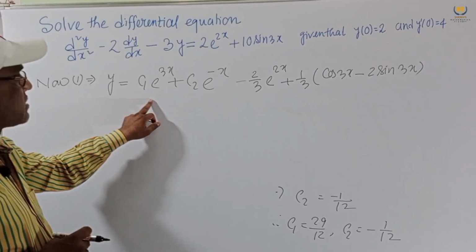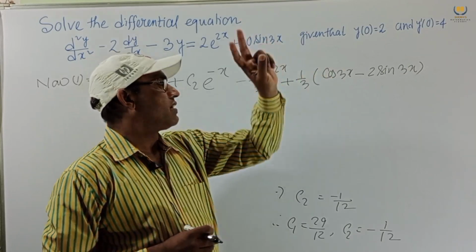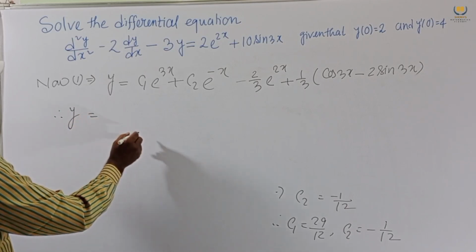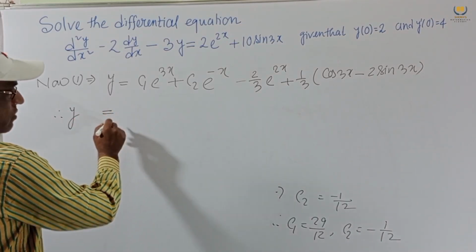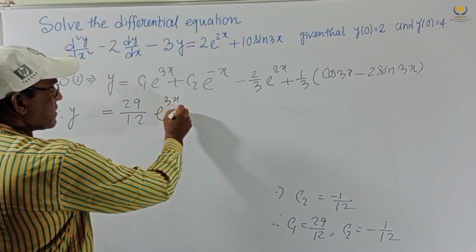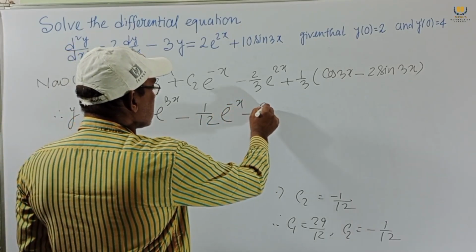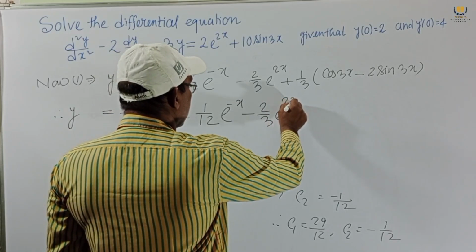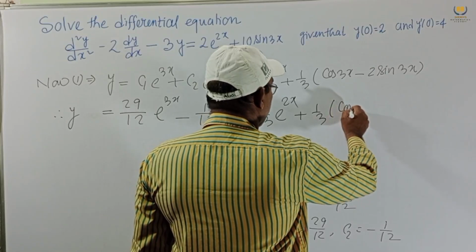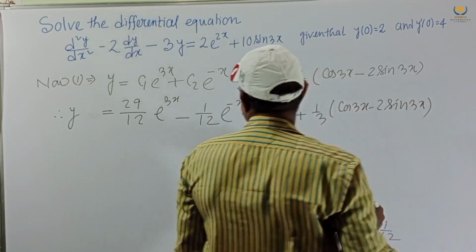Now C1 implies this is our y equal to C1 e to the power 3x, C2 e to the power minus x, minus 2 by 3, this. So putting the values of C1 and C2, therefore y equal to C1, that means C1 equal to minus 29 by 12 e to the power 3x, this is 1 by 12 e to the power minus x, 2 by 3 e to the power 2x, plus 1 by 3 cos 3x minus 2 sin 3x. And this is the final answer.